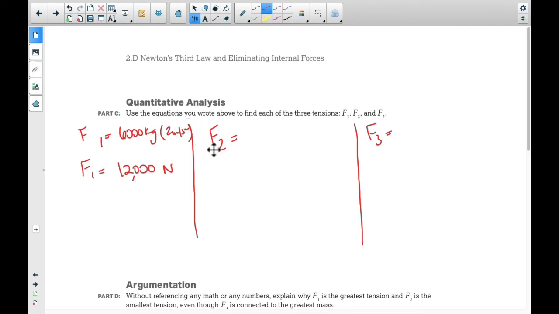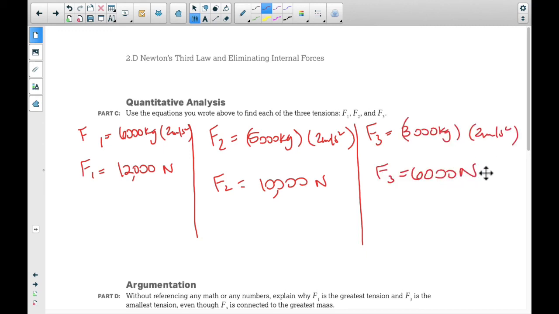F equals ma is going to tell me that that is 12,000 newtons. The next one, F sub 2, that's just carrying those 2 cars, and so that's 10,000 newtons. And the last one is only carrying the 1 car, and so that's 3,000 kilograms times 2 meters per second squared, and that is 6,000 newtons.